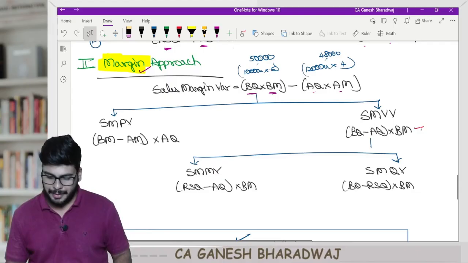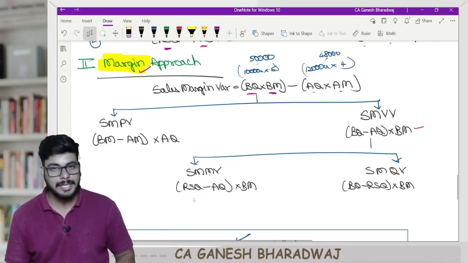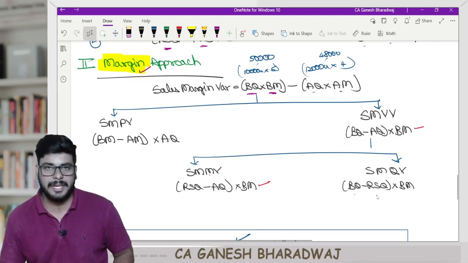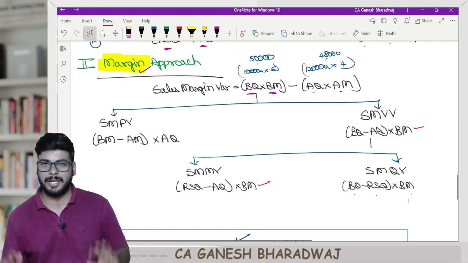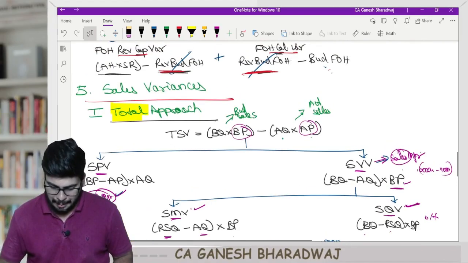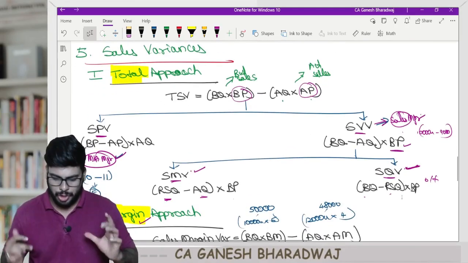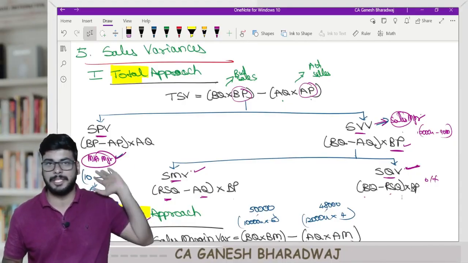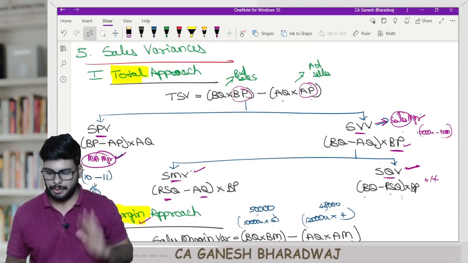Now further classified into mix and quantity variance: revised standard quantity minus actual quantity into budget margin. Here it's going to be budget quantity minus revised standard quantity into budget margin. Clear with this, guys? Basically, it is the total approach only. Instead of price, you use margin. If it is budget price, here you use budget margin. If it is actual price, here you use actual margin.